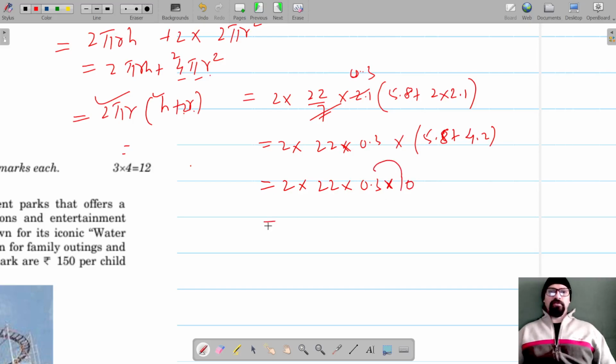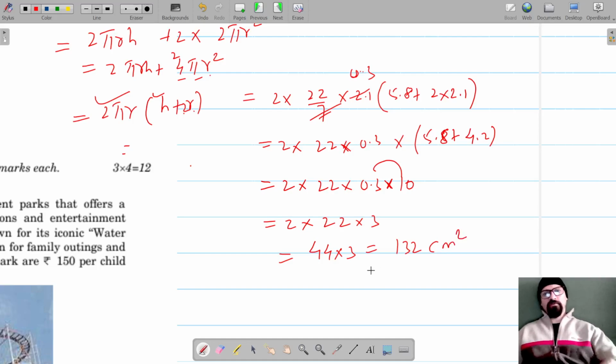So 0.3 into 10 is 3, and 2 into 22 is 44. And 44 into 3 is 132 centimeter square. So the 132 centimeter square is the total surface area of the article. Moving on to section E.